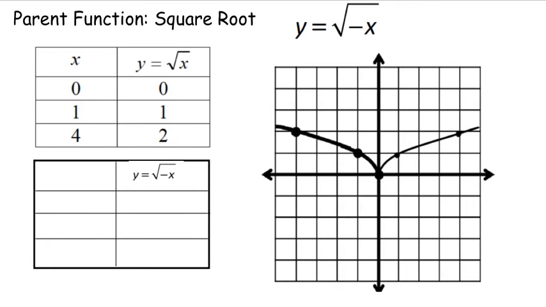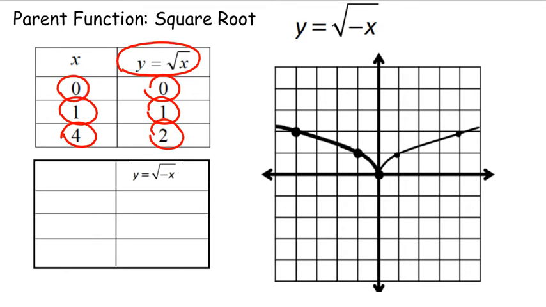So here is a parent function of y equals the square root of x. We've already graphed it out, and I'll show you the values. The square root of 0 is 0. The square root of 1 is 1. The square root of 4 is 2. So here's 0, 0, 1, 1, 4, 2. So there's our parent. Y equals the square root of x.